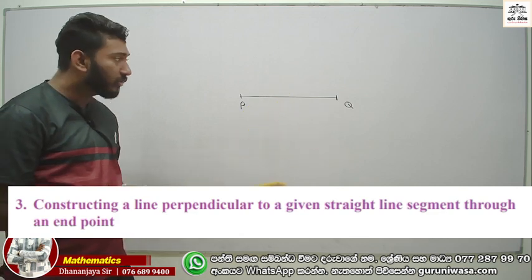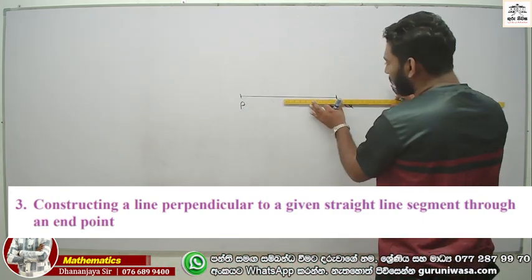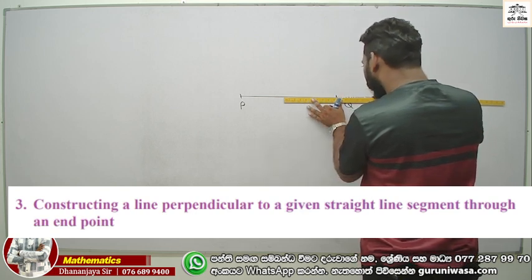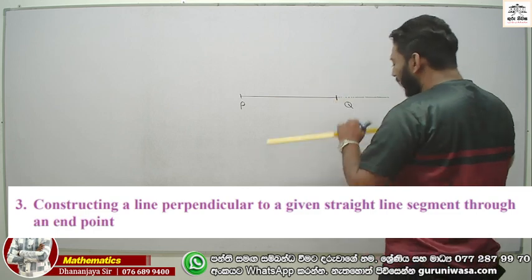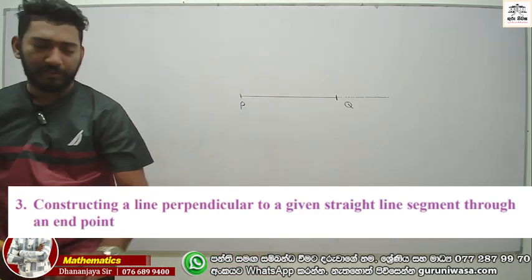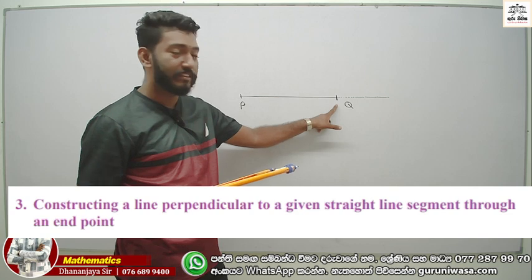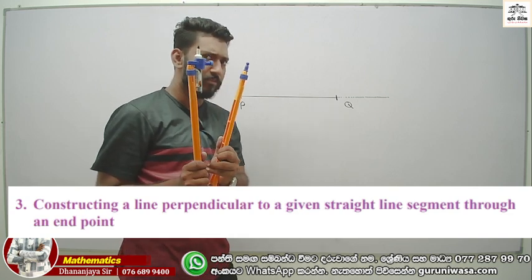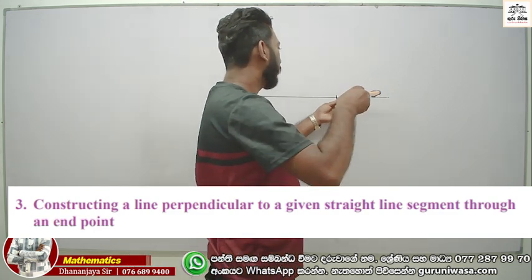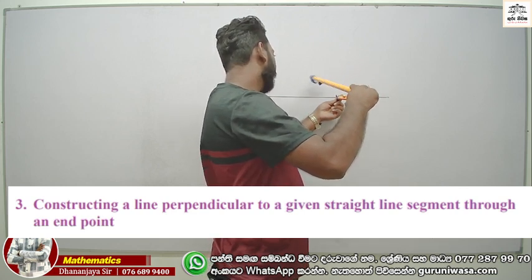Now I'm going to repeat the same thing. Look at this. I'm going to extend this line like this. Using the compass, I'm going to do the same thing we did previously. Place your compass at point Q as the center, with some radius less than something, and draw the arc. This is the first arc, and I'm going to draw the second arc like this.